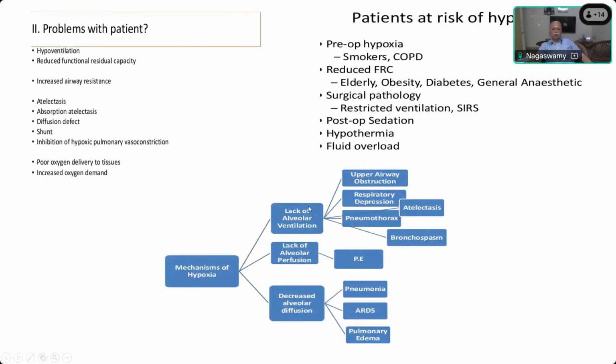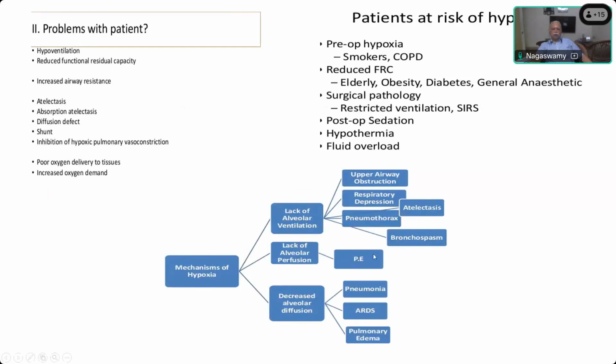Mechanisms of hypoxia: lack of alveolar ventilation, lack of alveolar perfusion, decreased alveolar diffusion. And the lack of alveolar ventilation may be because of upper airway obstruction, respiratory depression, pneumothorax or bronchospasm, and atelectasis. So these are the causes of lack of alveolar ventilation.